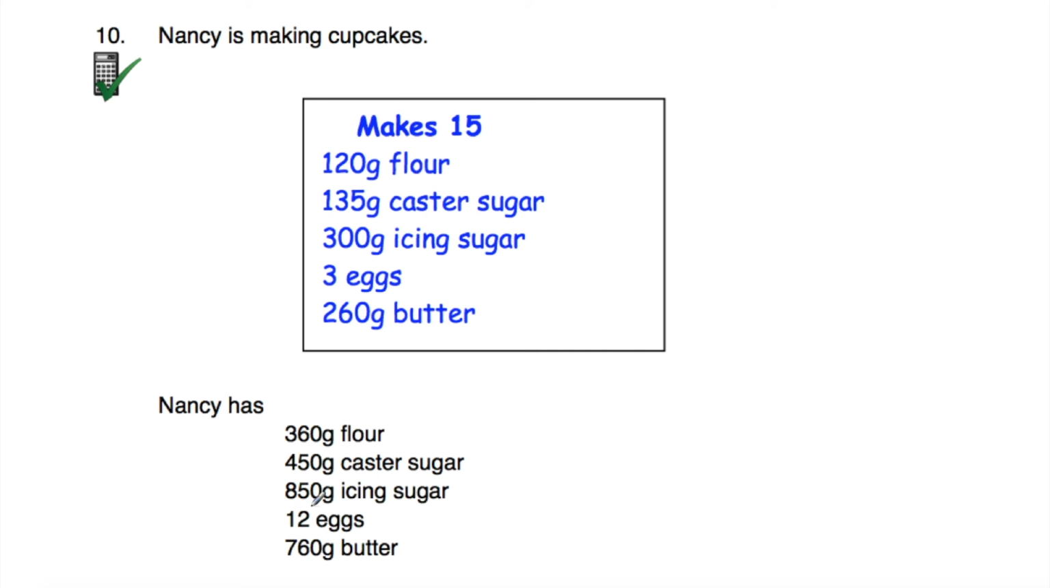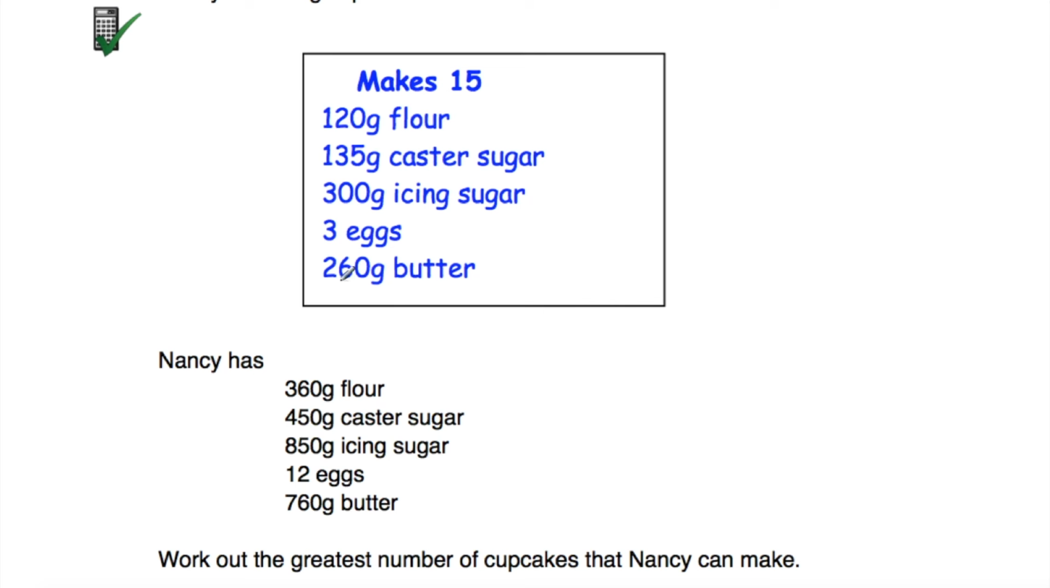And the question says, work out the greatest number of cupcakes that Nancy could make. Okay, so let's start off by looking at the flour. So to make 15, Nancy would need 120 grams of flour. But if we look at what she's actually got, 3 times as much flour. So she could actually make, if she had enough of the other ingredients, 45 cupcakes because she's got 3 times as much flour.